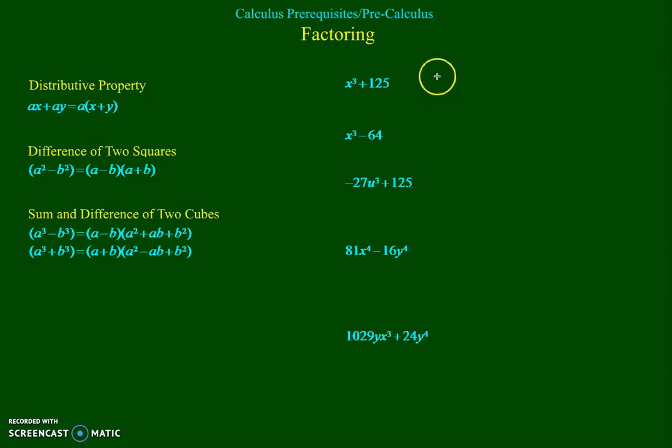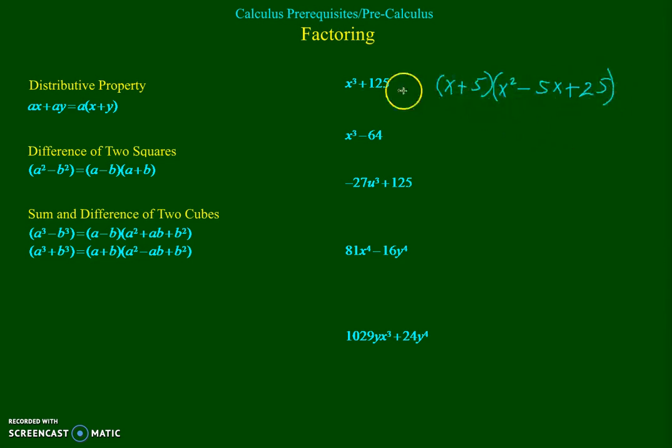So to start off, we take the cube root of the first term, x, same sign, cube root of the second term. That gives us our first factor. For the first term of the second factor, it's the square of the first term, different sign, product of the two terms, always a plus, and the square of the second term.